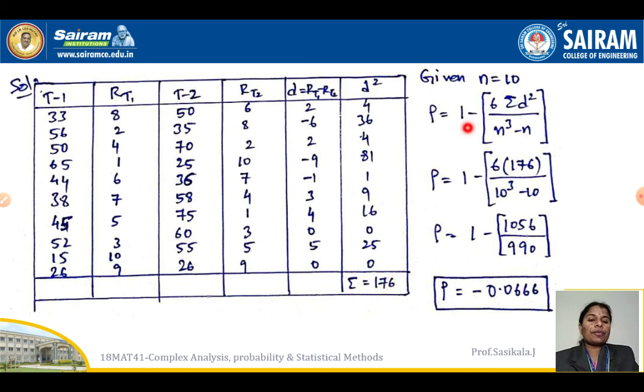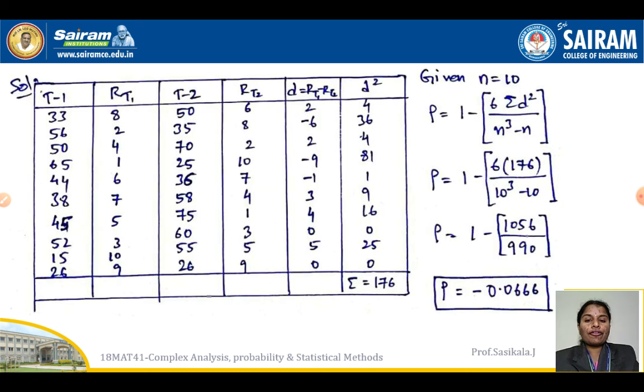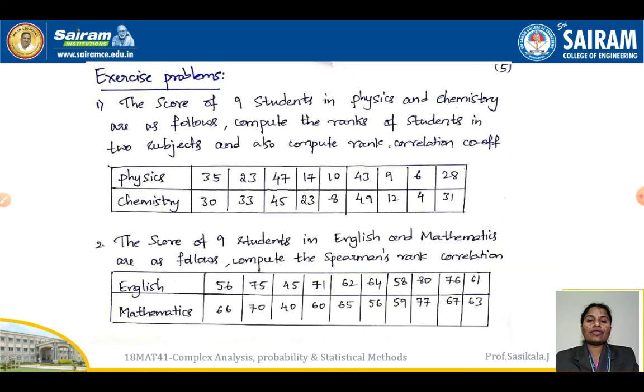Now substitute into rho equals 1 minus 6 times summation d squared divided by n cubed minus n. Substituting, you will get the correlation as minus 0.0666. Similarly, when the data is given as marks and not as ranks, we need to give ranks first, and only after that find the difference of the ranks.